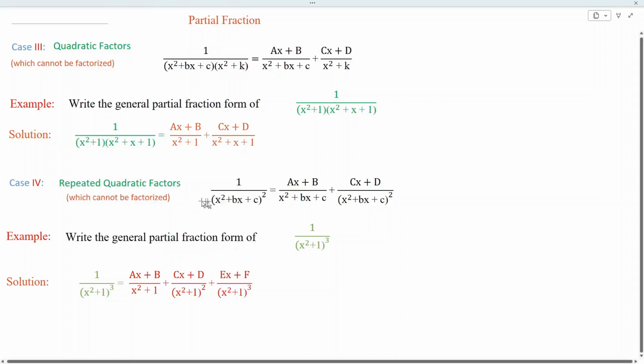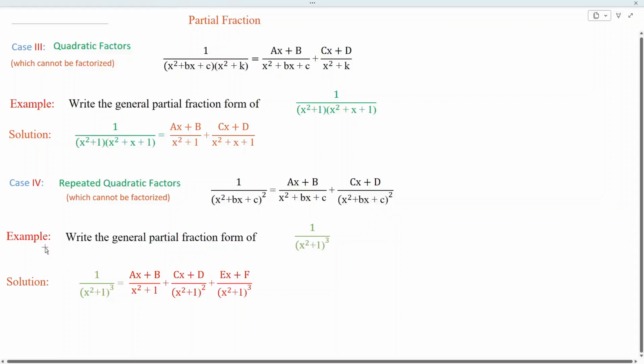Case number 4. If we have repeated quadratic factors, for example, we can see x square plus bx plus c as quadratic factor and whole square means it is repeating 2 times. Then we can write this as Ax plus B divided by x square plus bx plus c plus Cx plus D divided by x square plus bx plus c whole square.